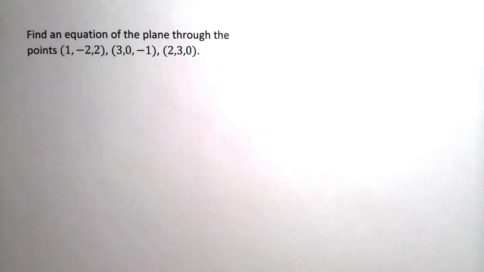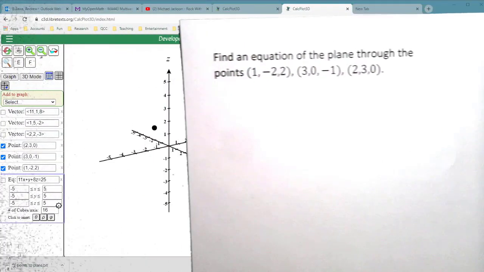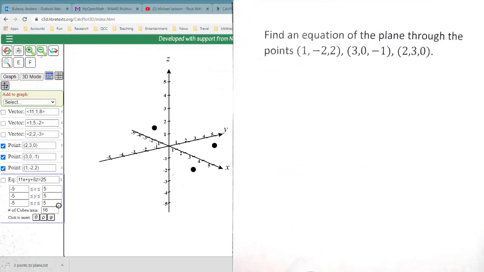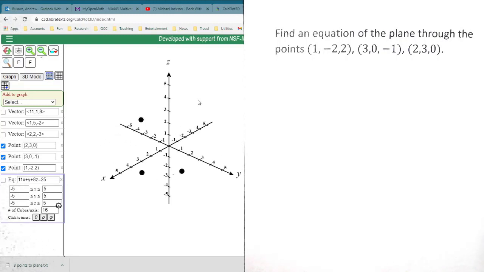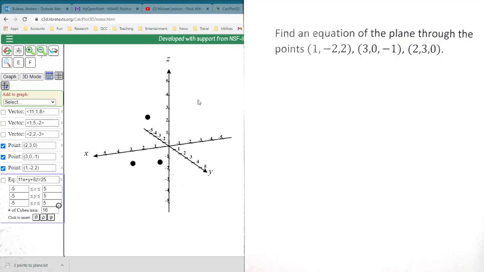Okay, so let's look at this example. We want to find an equation of the plane through these 3 points. Right? So we know 3 points on the plane. Can we get the equation of the plane? Okay, well, let's take a look at what this situation is. So here are the 3 points. I've plotted them in space. Okay, so I think you can see there's probably a plane that goes through those 3 points.